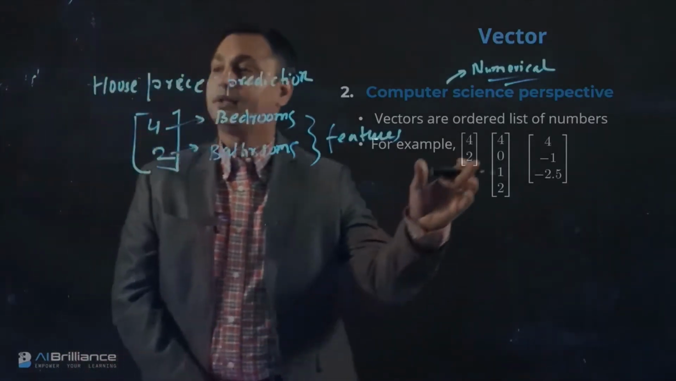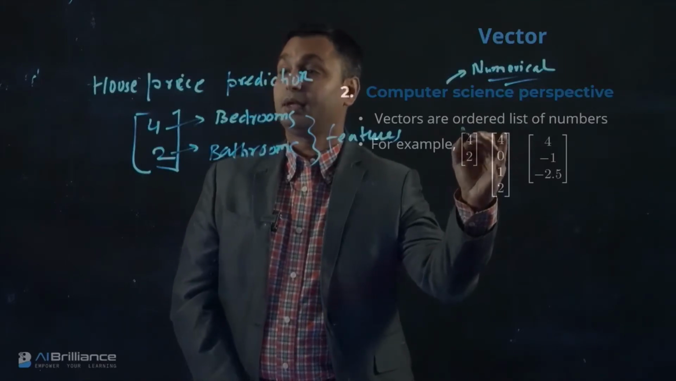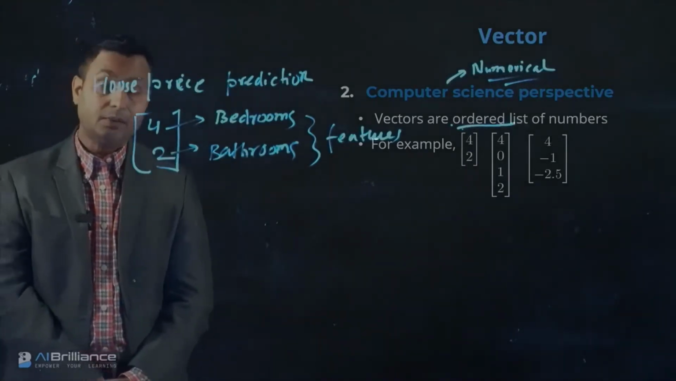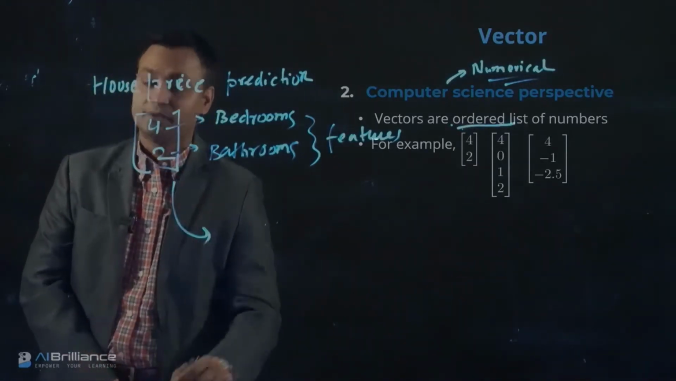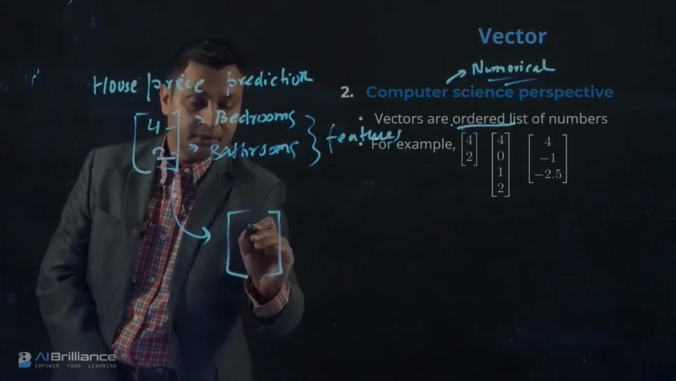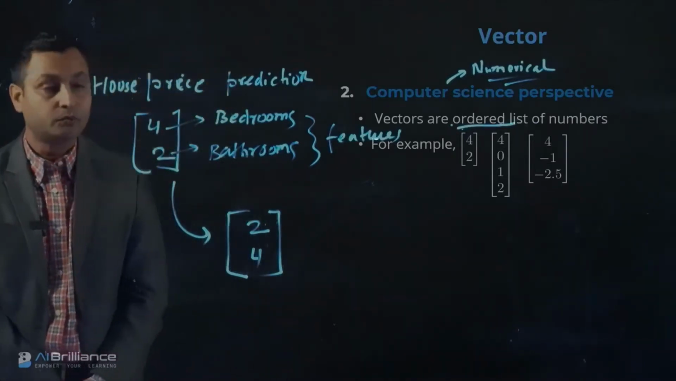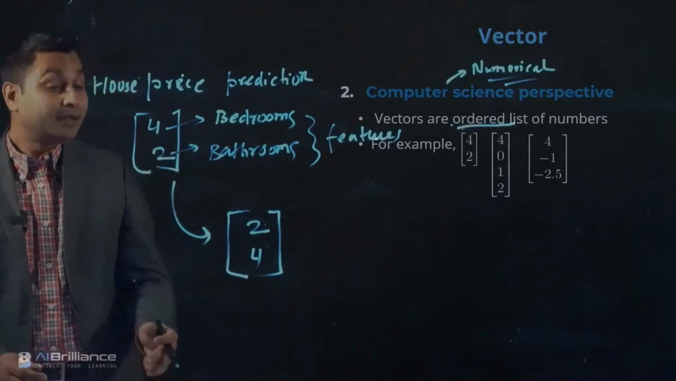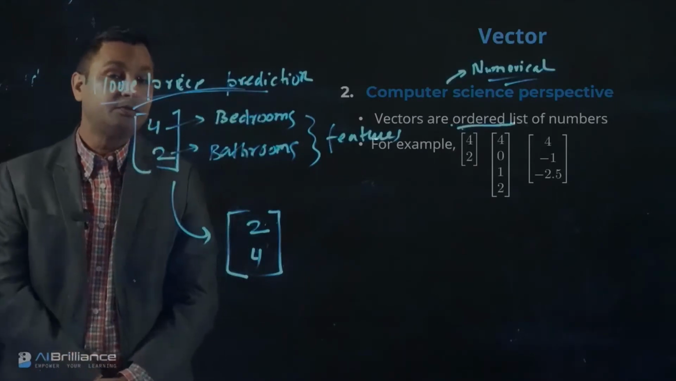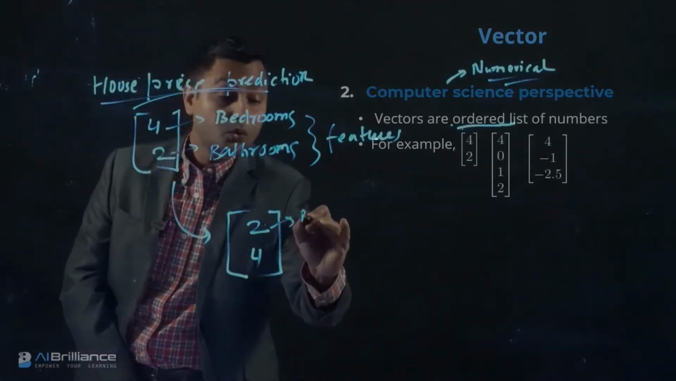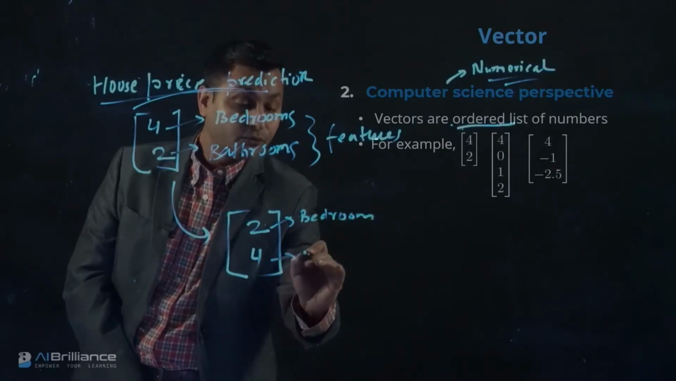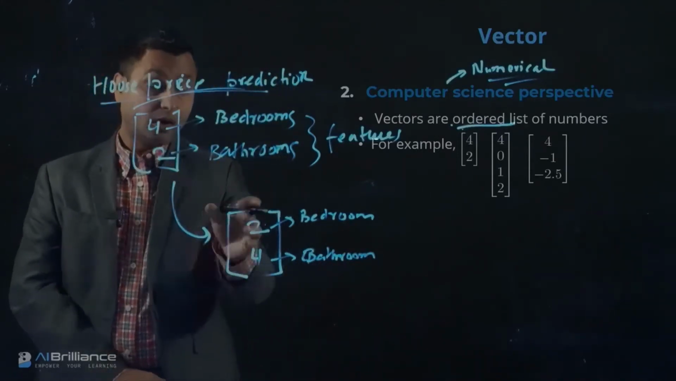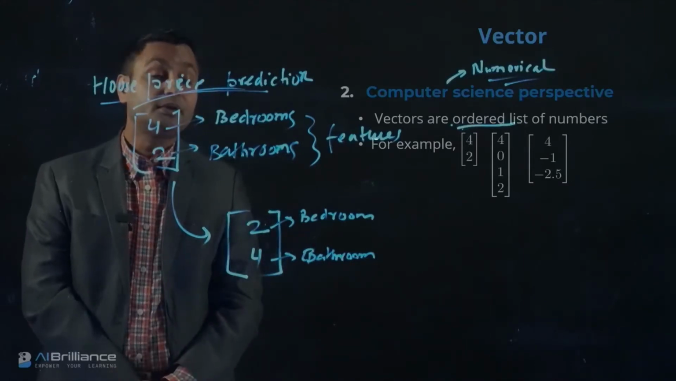Now, the second thing I want to quickly mention is that they are ordered lists, and this is a very important concept when we are thinking about the numerical aspect. What I mean by that is, if I change this and switch the order, and create a vector 2, 4, which is essentially taking this 2 and placing it first, and 4 second, then in the same house price prediction problem, this means 2 bedrooms and 4 bathrooms. So just by switching the order, the quantity this vector is representing is completely different.